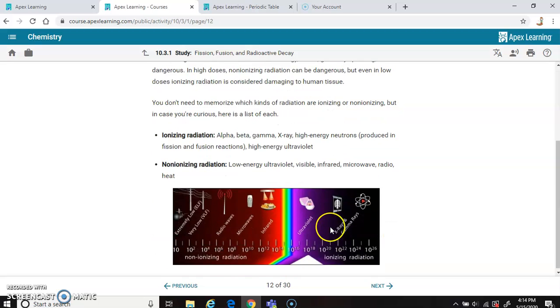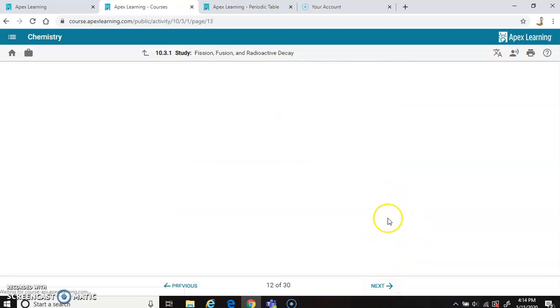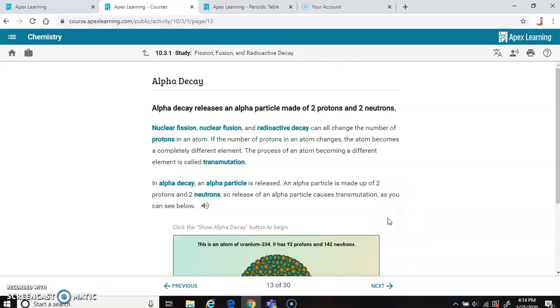And so they just kind of mention this. So just read through and be familiar with it. You're not going to need to know as much the difference, but there's something that is bad or damaging to human tissue versus somewhat okay, low energy rays as well. Okay. So let's talk about alpha decay first.